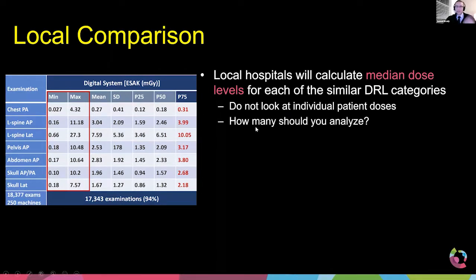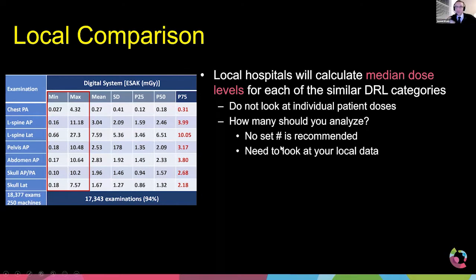So I kind of answered this out of sequence, but how many patients should each local hospital look to analyze or collect? There is no set number. There is a minimum of about 20 to 30. As I mentioned, ideally you'll get more, as long as they can.